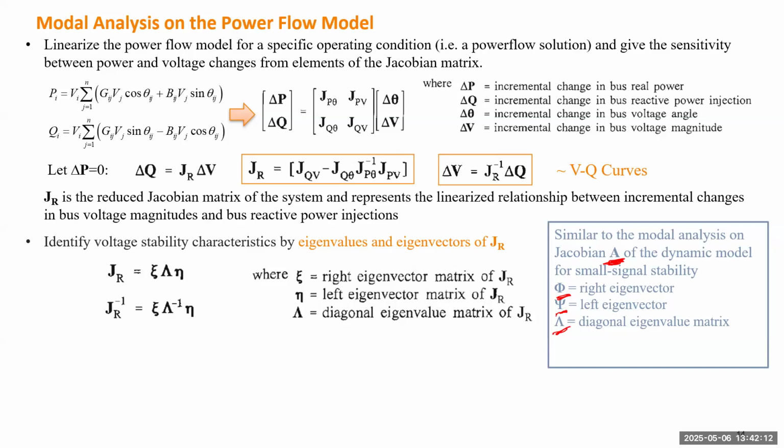Okay, so you see here, phi will correspond to Kasai, right? And the psi corresponds to eta. And this lambda is the same as lambda. So basically, here we utilize the same method on a different model. For small signal stability study, we utilize the method of modal analysis for the linearized dynamic model. But in voltage stability, we'll apply this same method to the power flow model.